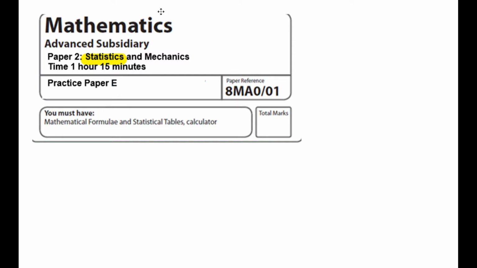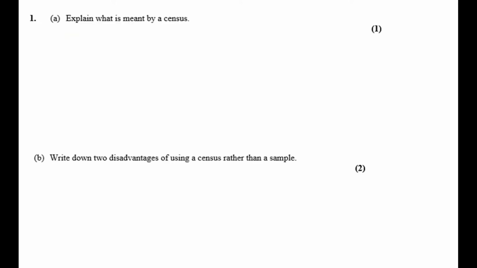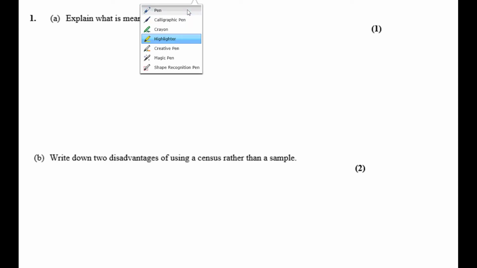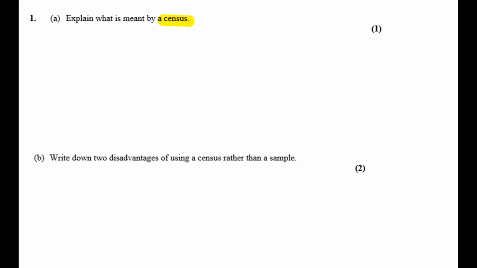So let's get going. All right, opening up with a definition question, explain what is meant by a census. And a census is a way to collect information. There's usually two alternatives, either a sample or a census. The main difference being a census is going to gather data from every member of the population, whereas in a sample we would have collected data or observations from just a few members of the population by various different methods.